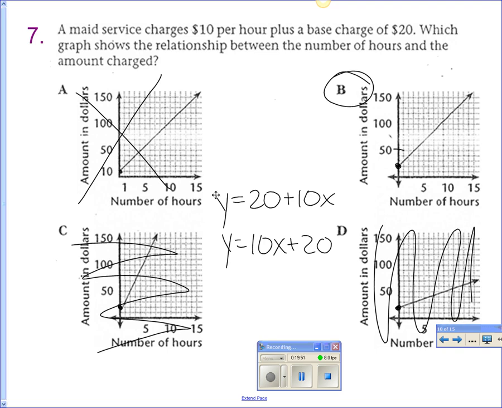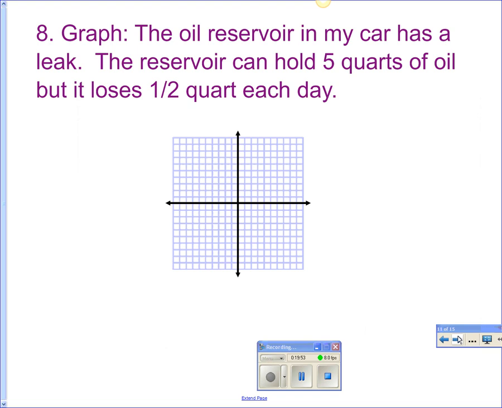Number 8, the oil reservoir in my car has a leak. The reservoir can hold 5 quarts of oil, but it loses a half quart each day. Mary, give us a try for the y equals. What do you think it would be? Very good. 5 minus 1 over 2x. Why was it a minus, Mary? Yep, because it loses a half each day.